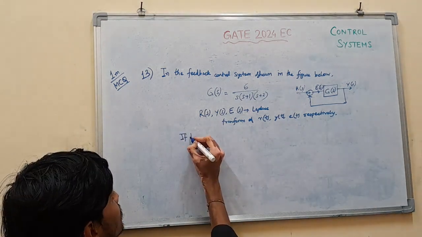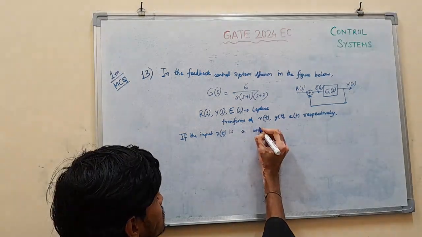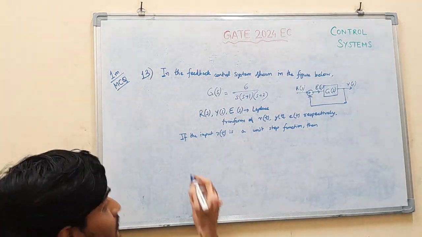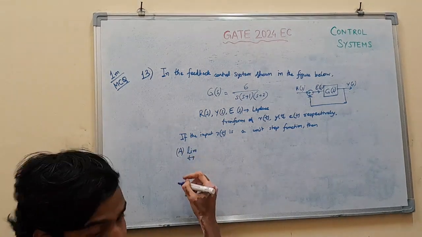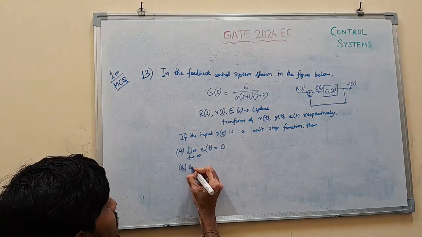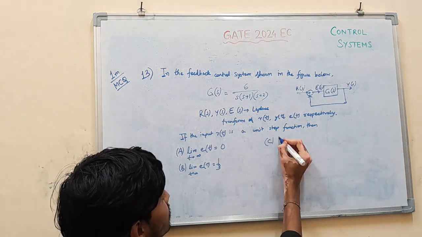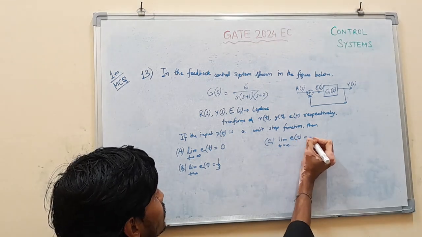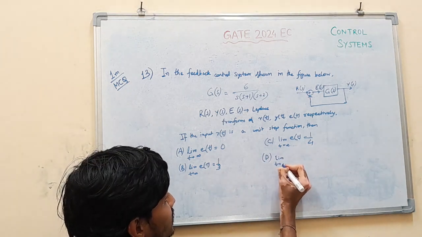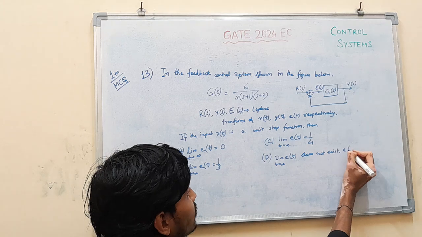If the input r of t is a unit step function, then option A: limit t tends to infinity, e of t equal to 0; option B: limit t tends to infinity, e of t equal to 1 by 3; option C: limit t tends to infinity, e of t equal to 1 by 4; and option D: limit t tends to infinity, e of t does not exist, e of t is oscillatory.